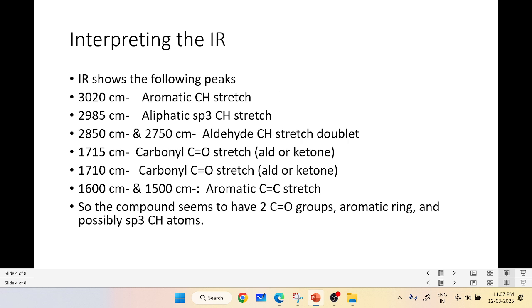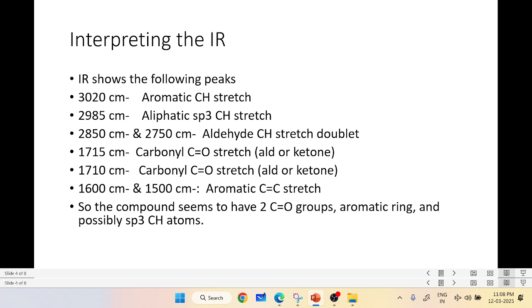Now let's look at the IR. What does the IR tell us? We get a peak at 3020 centimeter inverse, very likely an aromatic CH stretch. We get a peak at 2985 centimeter inverse, which is very likely an aliphatic sp3 CH stretch. We get an interesting doublet at 2850 and 2750 centimeter inverse. This is very likely an aldehyde CH stretch.